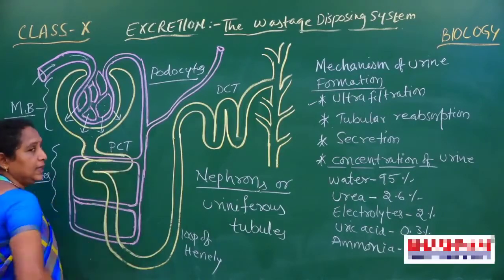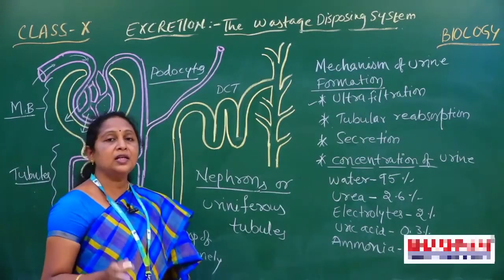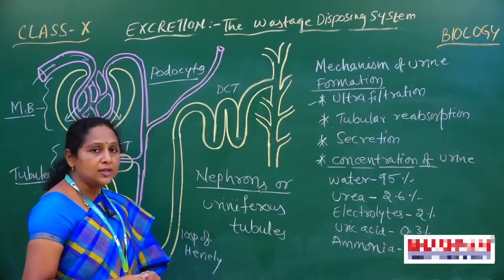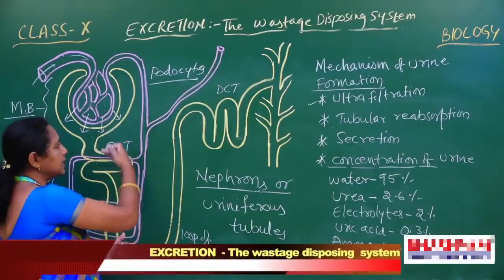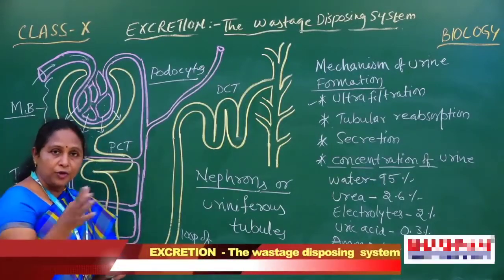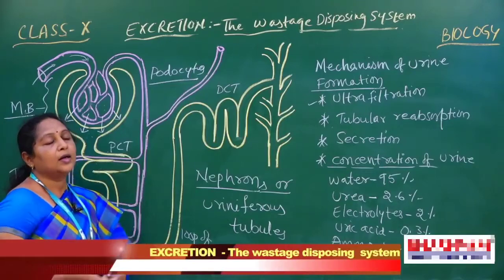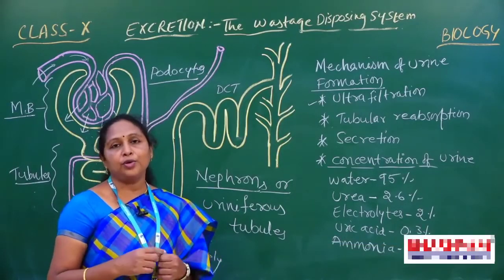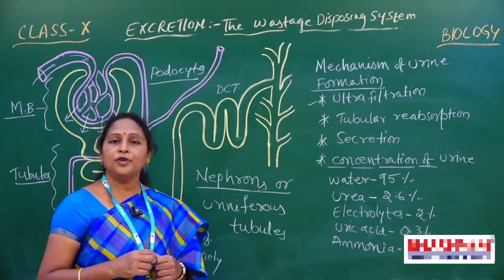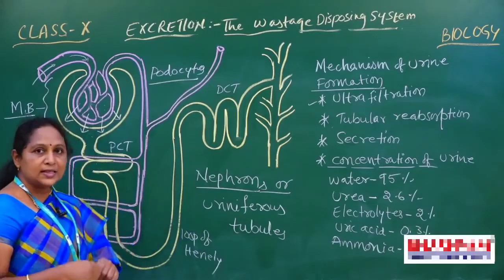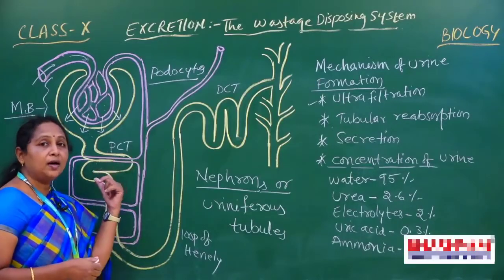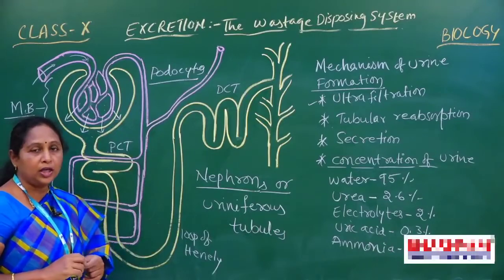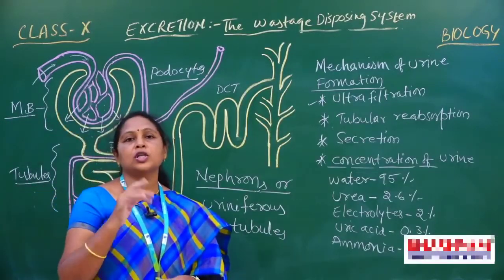In the PCT, nearly 75% of water and some of the salts get reabsorbed, because a huge amount of water and salts are filtered here. If you remove all of this, then our body is going to suffer from dehydration, and we are going to lose a huge amount of useful salts also. So it is necessary to reabsorb the 75% of water and return it back to our body through the process of osmosis.